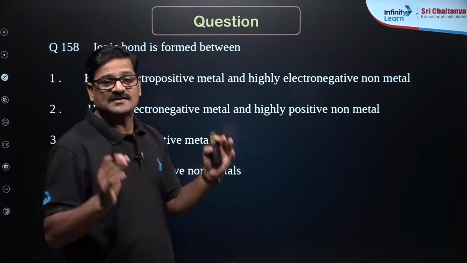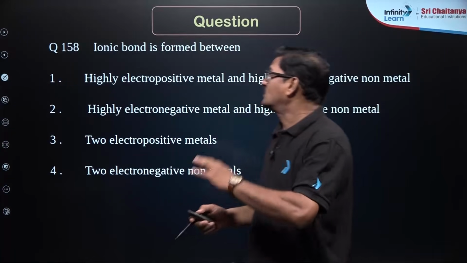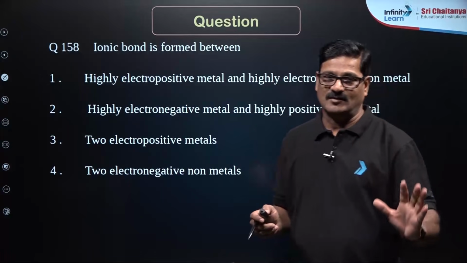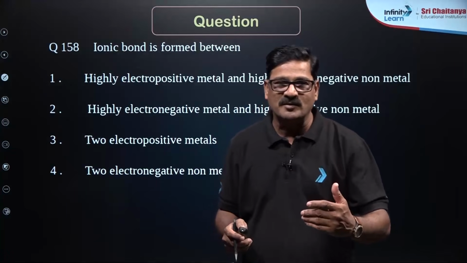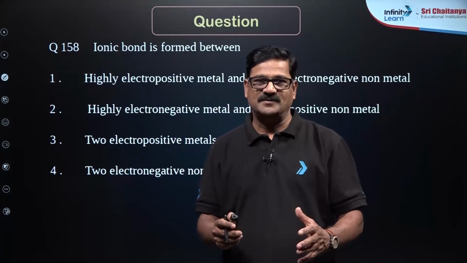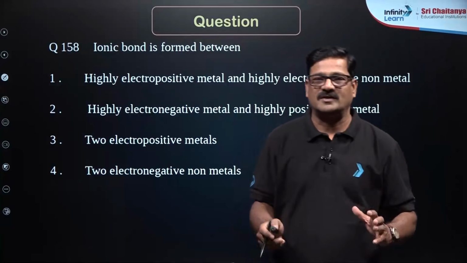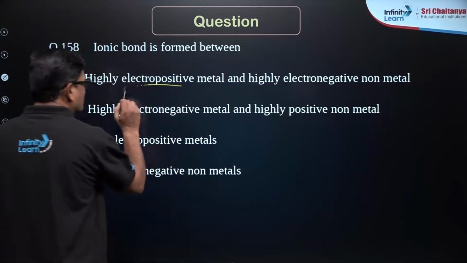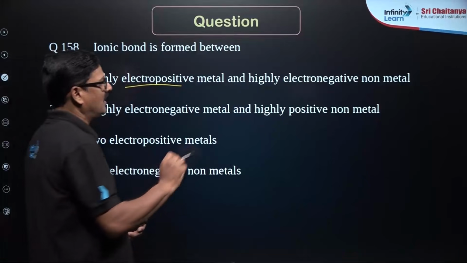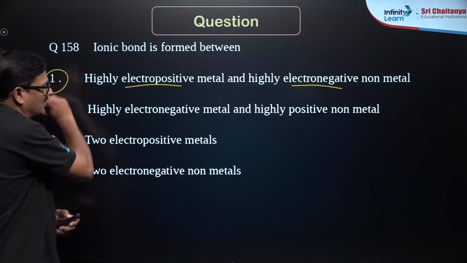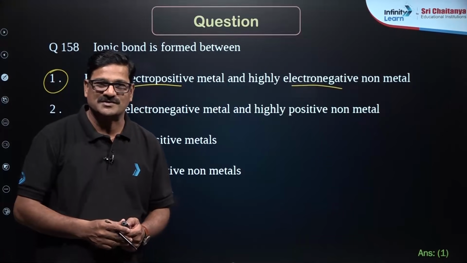Moving ahead, it is asking about ionic bond. So, ionic bond is formed between a cation and anion. A cation is formed by a metal which has a low ionization energy, and anion is formed by the non-metal which has high electron affinity. So, a highly electropositive element, a metal, and a highly electronegative element, a non-metal. So, option 1 is the correct answer for this question.